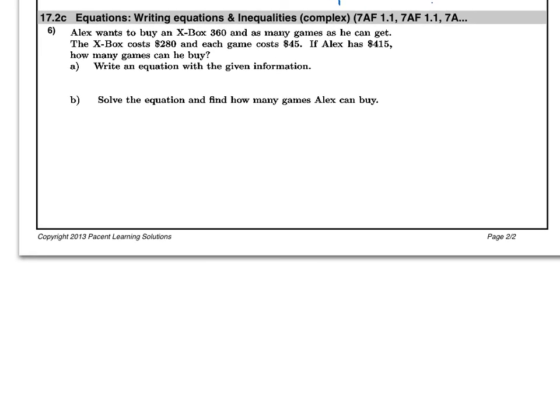Alex wants to buy an Xbox 360 and as many games as he can. The Xbox costs $280 and each game costs $45. If Alex has $415, how many games can he buy? Okay, so he wants to buy the Xbox and a whole bunch of games, but he only has $415.